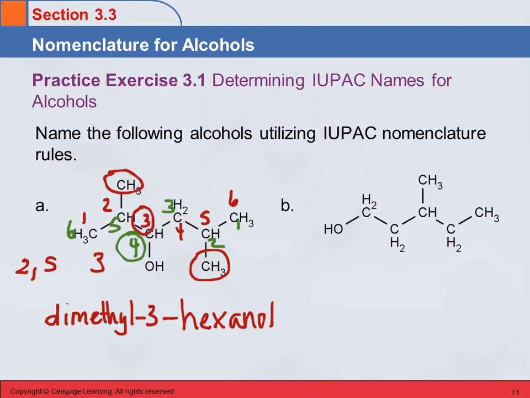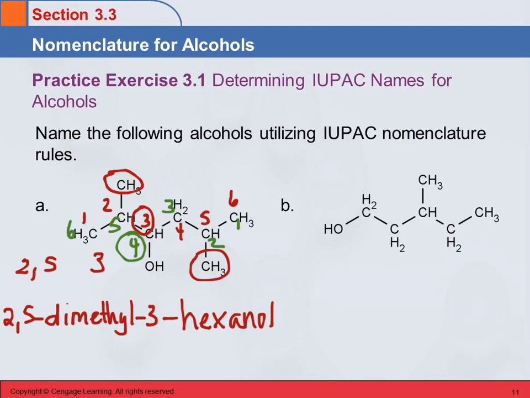And then in front of that, we list where they are. Well, they're on the second and the 5th carbon. So we kind of end up putting these names together backwards. So naming these guys often involves some scribbling. Any questions?